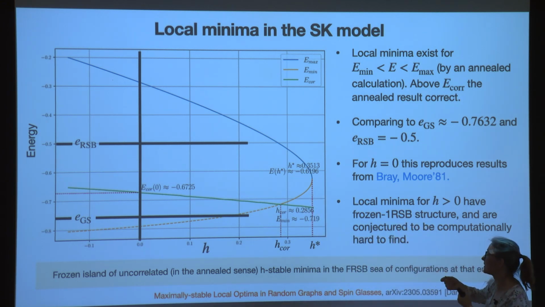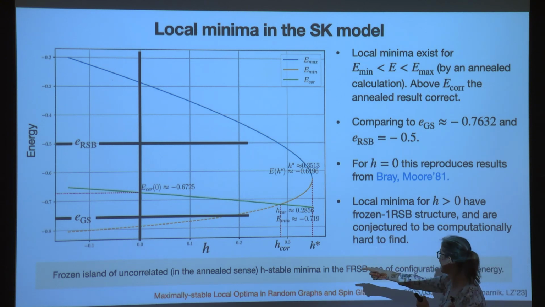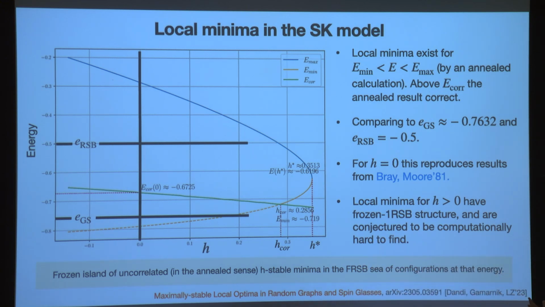And what is remarkable here is that there are frozen islands of roughly uncorrelated configurations, these H-stable minima, because if the annealed calculation is correct, it means that they are roughly uncorrelated. And they are diving in the sea of all the configurations at that energy that has this full-step replica symmetry breaking structure that cannot at all be described by an annealed calculation. They are very correlated. It's very complicated.